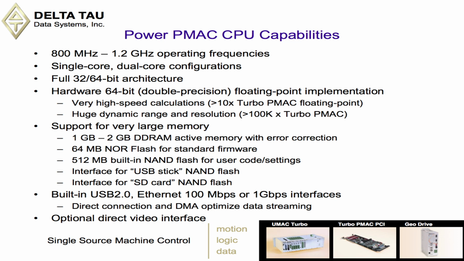Built-in Ethernet, 100 megabit or 1 gigabit interfaces. That's the main interface to the host computer. So here, there's just an Ethernet interface from your PC to your demo box. And there's USB 2.0, client and server, both there. There's even an old RS-232. The streaming nature of the Ethernet makes it much, much faster than it was in the older PMACs, with direct memory access, direct connection. It is possible to have the Power PMAC do a video interface as well, if that's what you want.